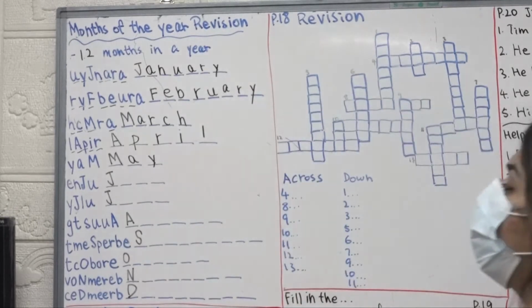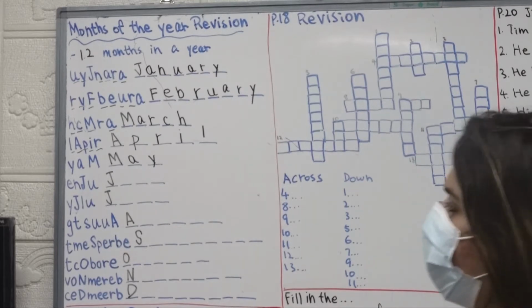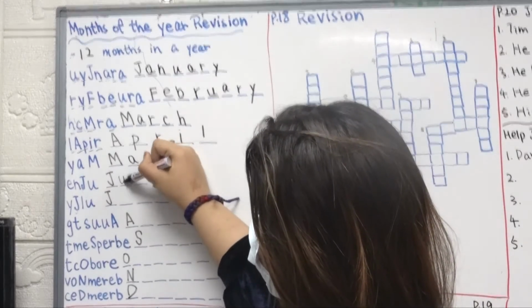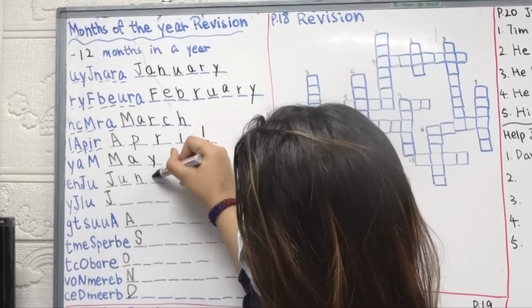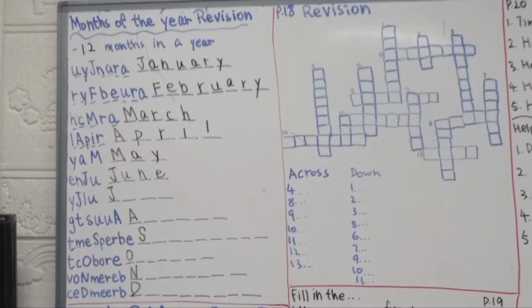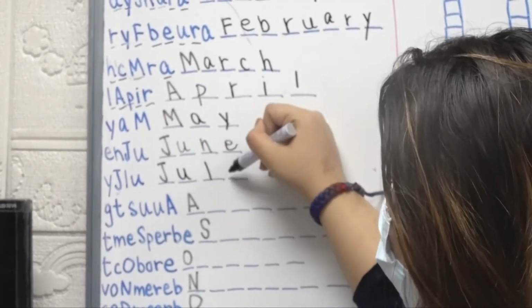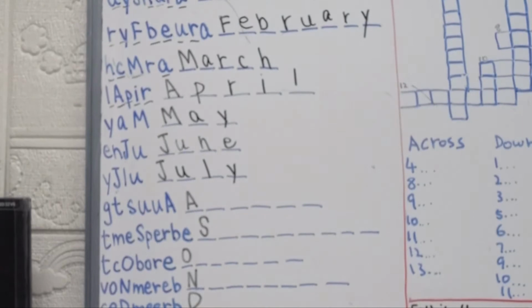Next one. The month after May is June, right? It is June. How do we spell that? J, U, N, E. June, alright? June. The month after June is July. Yes, July. How do we spell that? J, U, L, Y. July.